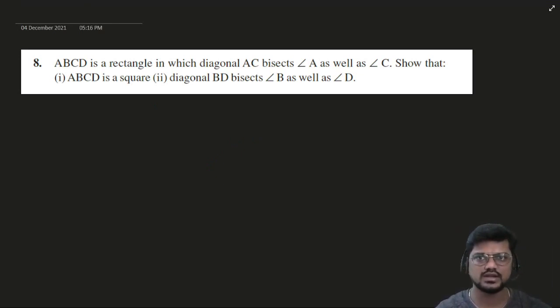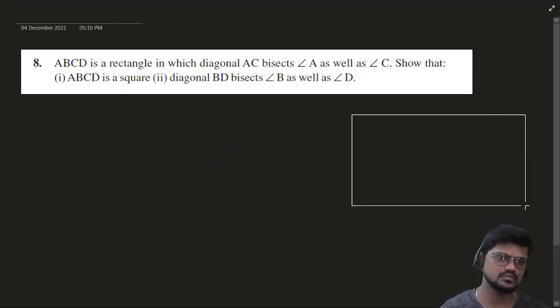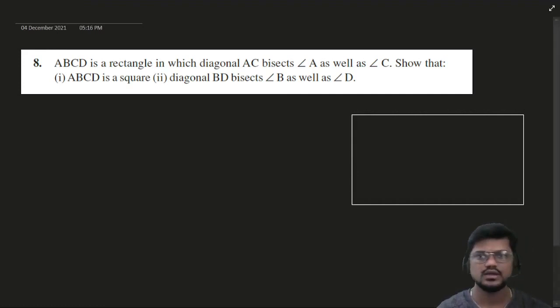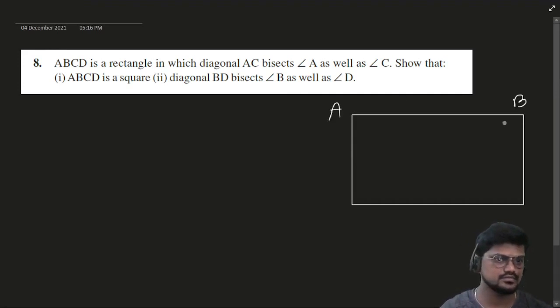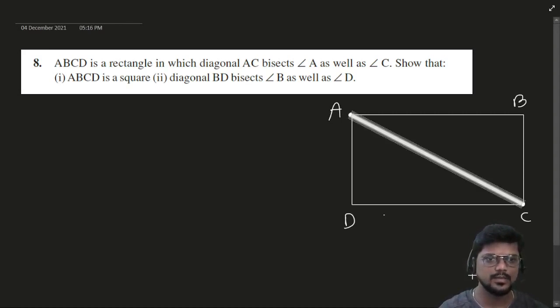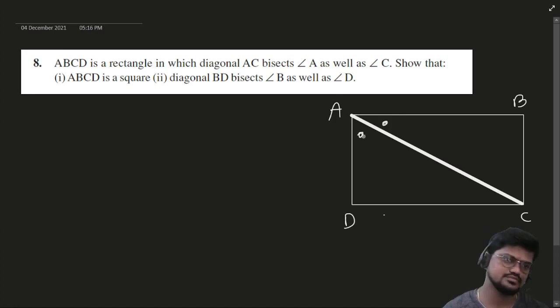Let us first draw the rectangle. Yeah, this is your rectangle. ABCD is a rectangle in which diagonal AC bisects angle A. Okay. Diagonal AC bisects angle A. That means this angle is equal to this angle. Got it? This angle is equal to this angle, as well as angle C. That means this angle is equal to this angle. Show that ABCD is a square.